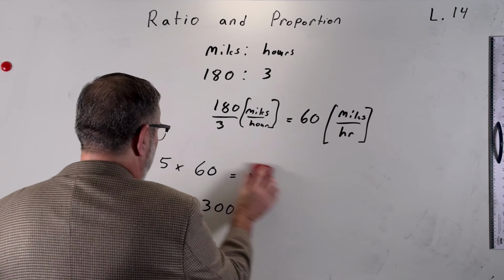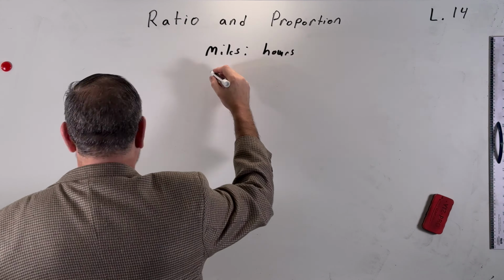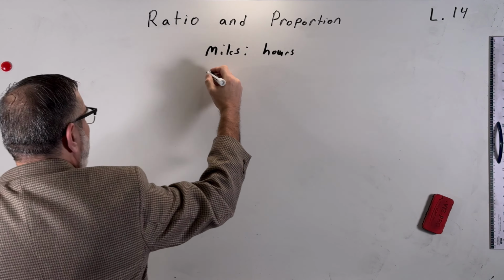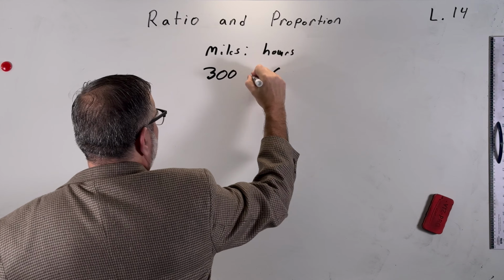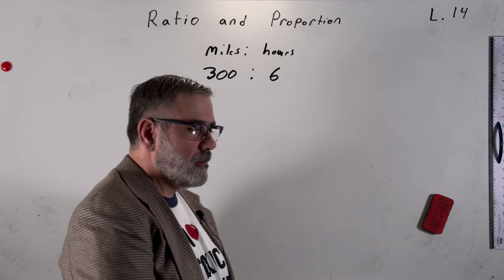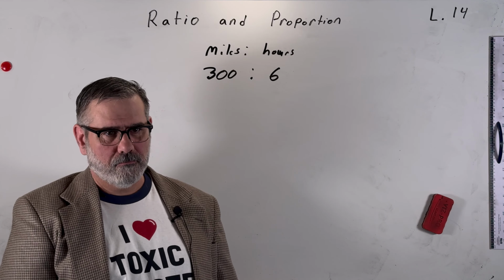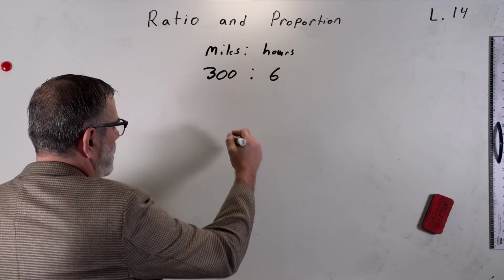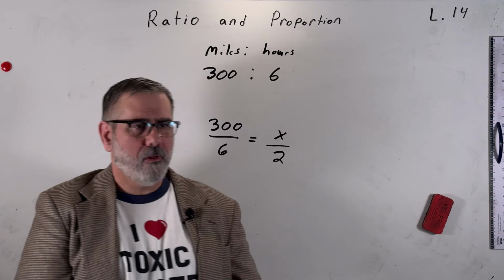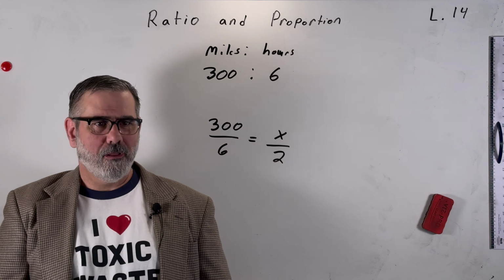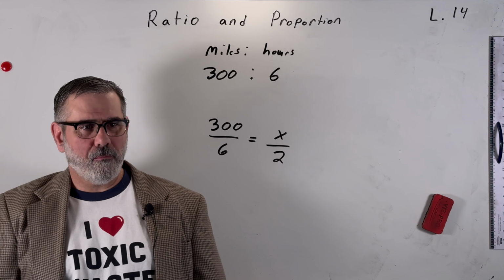All right, let me give you one to try. Instead of 180 miles in 3 hours, what if I had 300 miles in 6 hours was my ratio? How far would you travel after only 2 hours? So go ahead and solve that algebraic equation, or proportionality if that makes you feel better. Now, pause the video, come back when you have your answer.